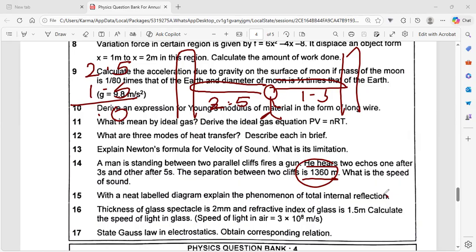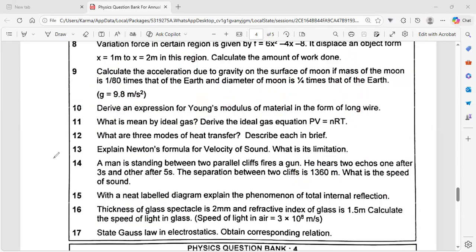Neat level diagram of the total internal reflection. Thickness of a glass is 2 millimeters. Refractive index of the glass is 5 meters. Calculate the speed of light in the glass. Refractive index mu is equal to speed in air divided by speed in glass. Why was the thickness of the glass given for this? I still have no idea about it.